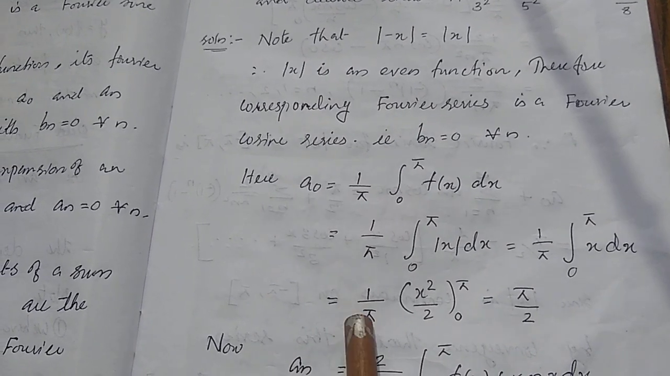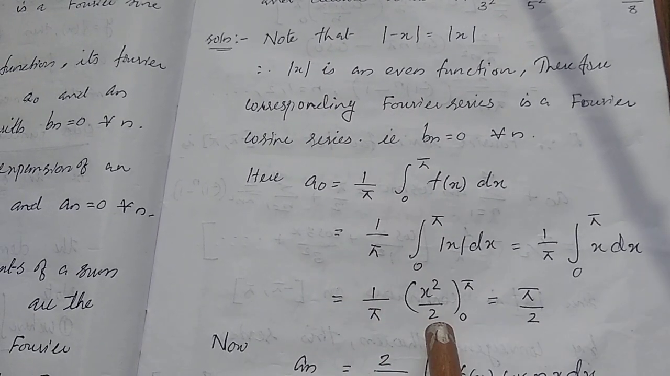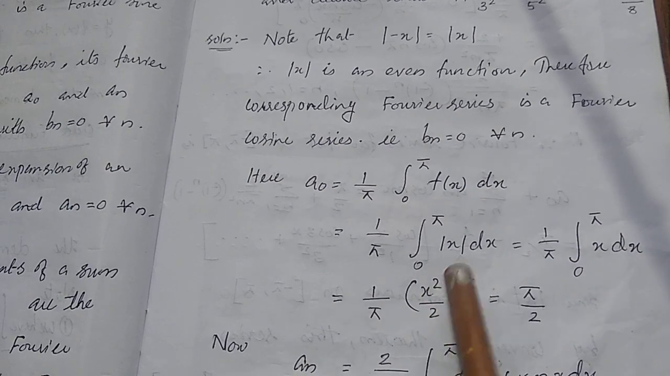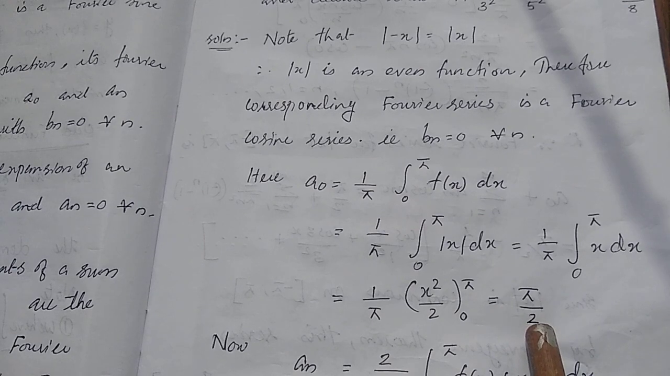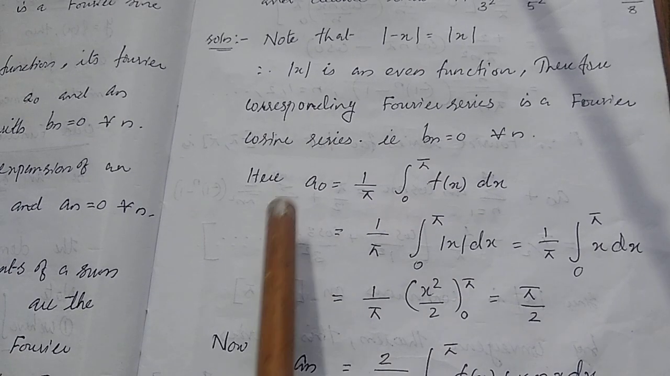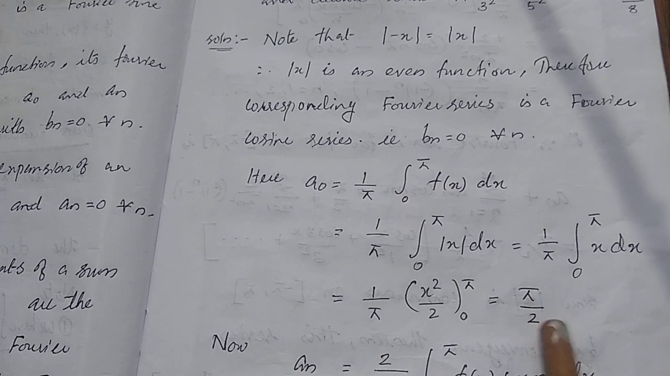Now 1 by pi into, we want to integrate x, so the integral is x square by 2 between the limits 0 to pi. So what you are getting is pi by 2. So we have got the value of a0 as pi by 2.